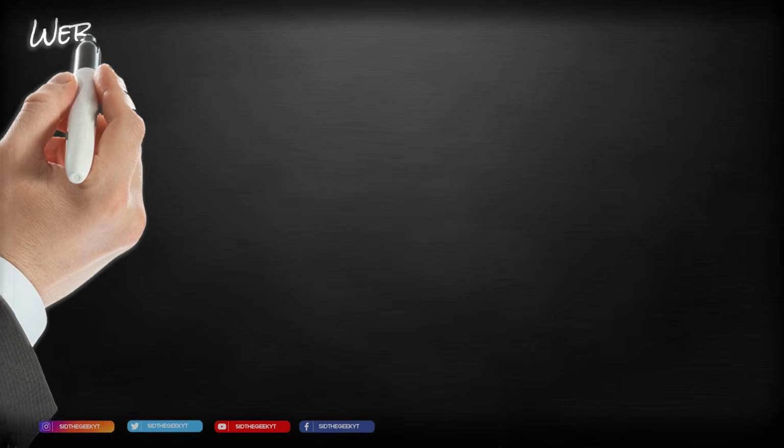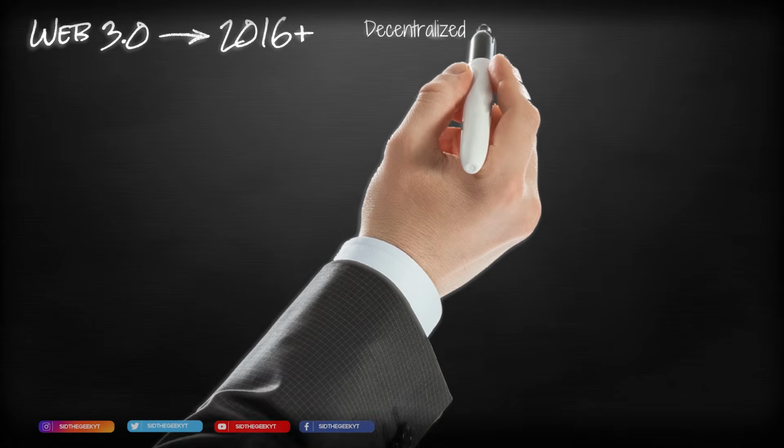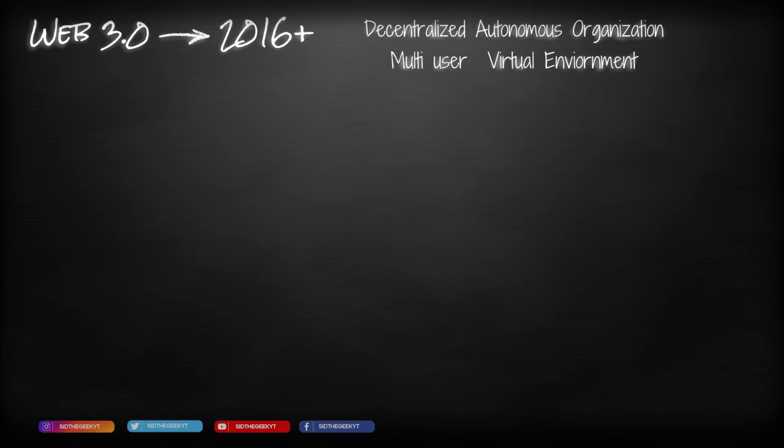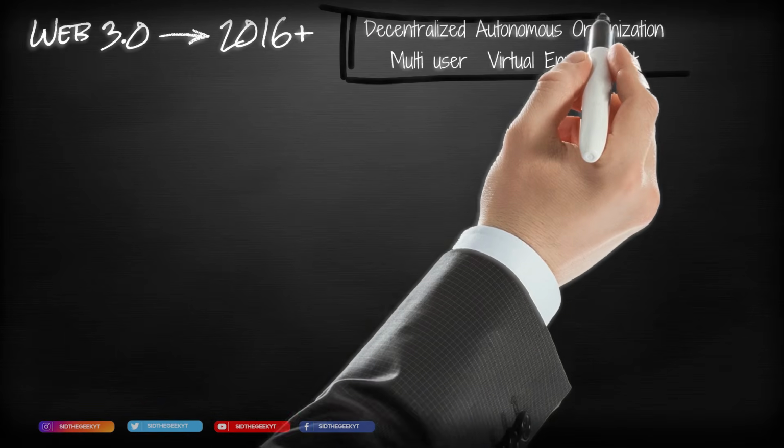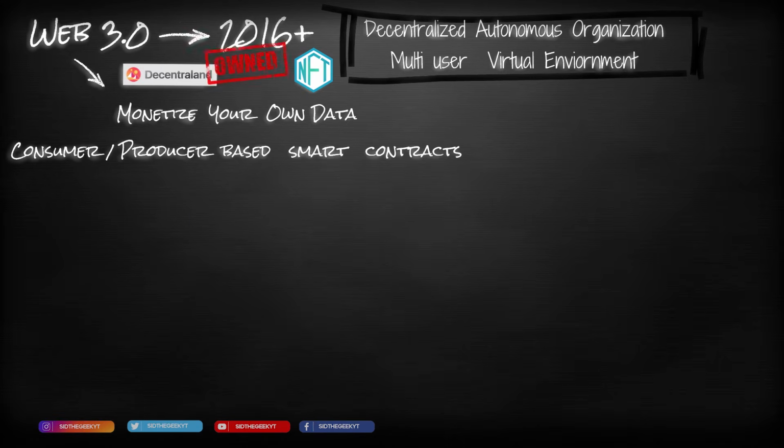Web 3.0 already started in 2016, is a decentralized autonomous organization, a multi-user virtual environment based on blockchain technology, where you can not just read or write, but also own things. You can monetize your own data with smart contracts.